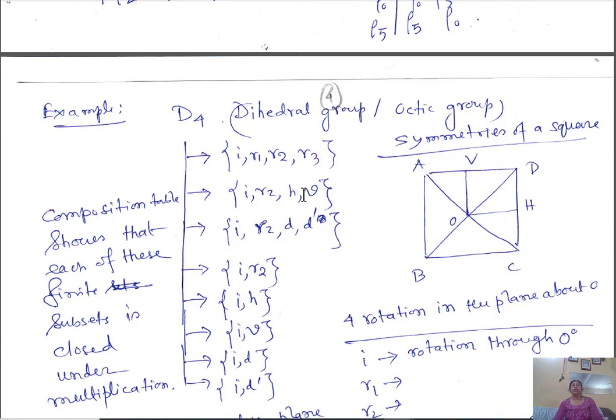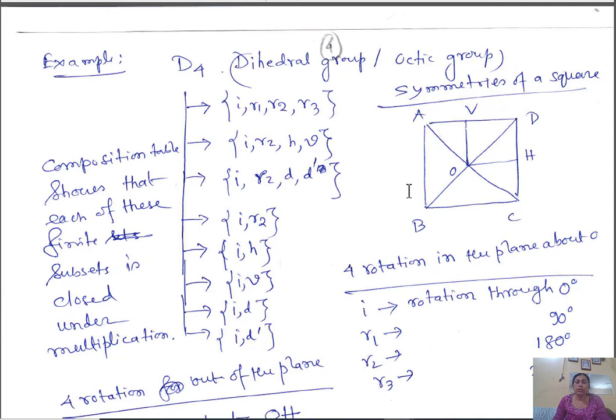Okay, dihedral group or octic group. So already we have discussed these 8 symmetries. Consider the 8 symmetries, permutations corresponding to the quadruplication of A, B, C, D. This set has 8 symmetries. So the elements we already know are I, R1, R2, R3, H, V, D, D prime.